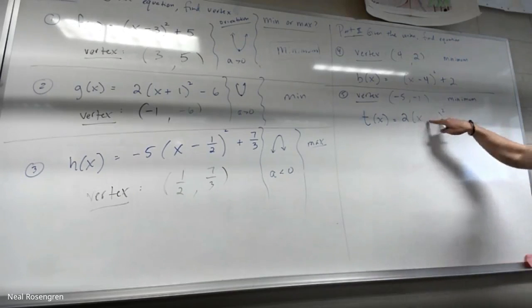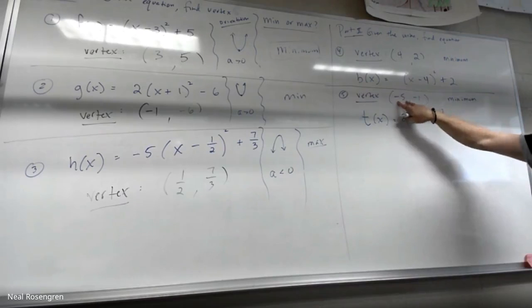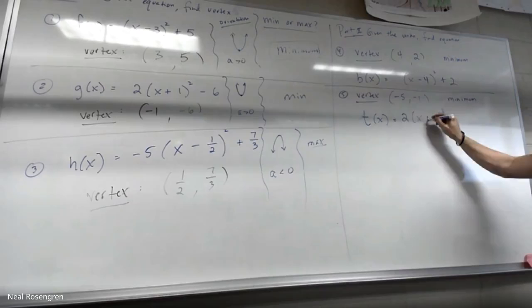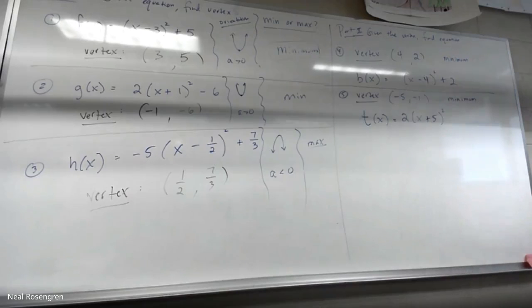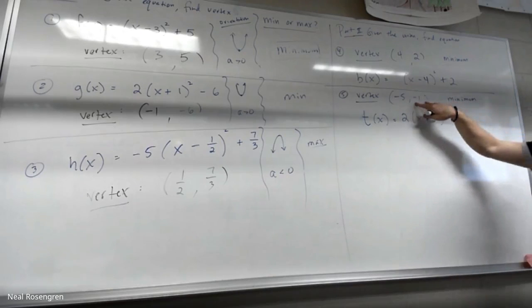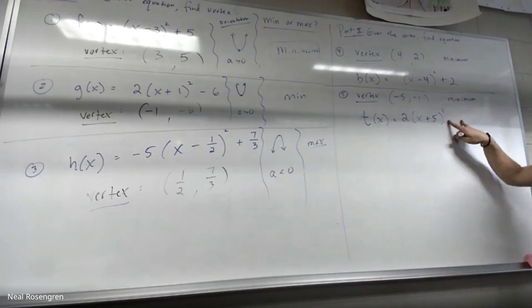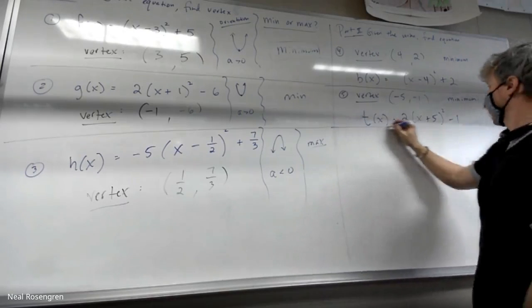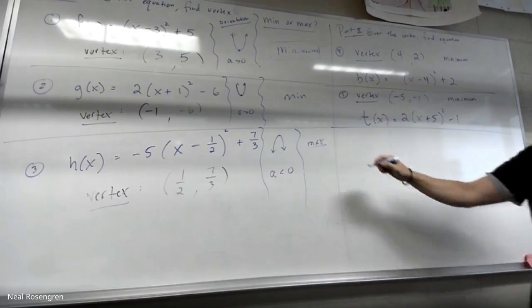Cool. All right. X value of your vertex, H, right? H is -5, so what's got to go in the inside? The opposite. Good. K is -1, so what goes out here? Done. Perfect. You guys are killing it. All right, let's do one more.